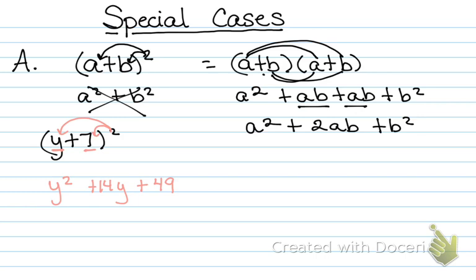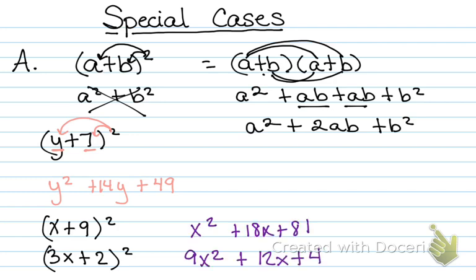So let's try another one. If I give you this one, (x + 9) squared, and I'm going to go ahead and give you (3x + 2) squared. I want you to pause the video and see how quickly you can do them. So here are your answers. The second one might have been a little tougher. Remember, you had to square the 3x. So 3 squared is going to be 9x squared. Square the 2, you get 4. Then multiply the 2 times the 3x, and then double it. So you got 6x, and then you doubled it, so times 2, you got 12x.